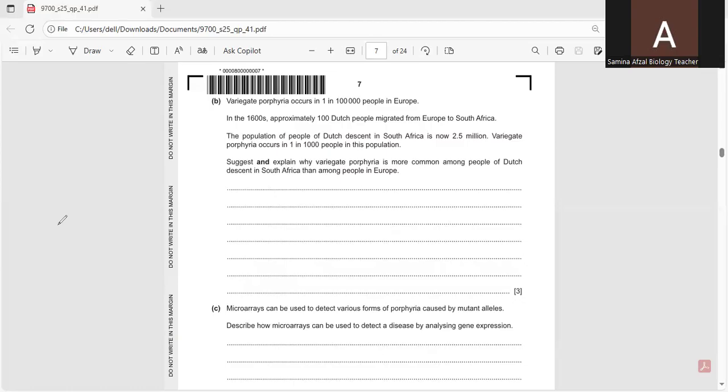By keeping in mind this founder effect, the first point I would like to make is the founder effect. The Dutch settlers who migrated formed a small founding population. So the first point I would like to write over here is the founder effect. This is completely the founder effect.